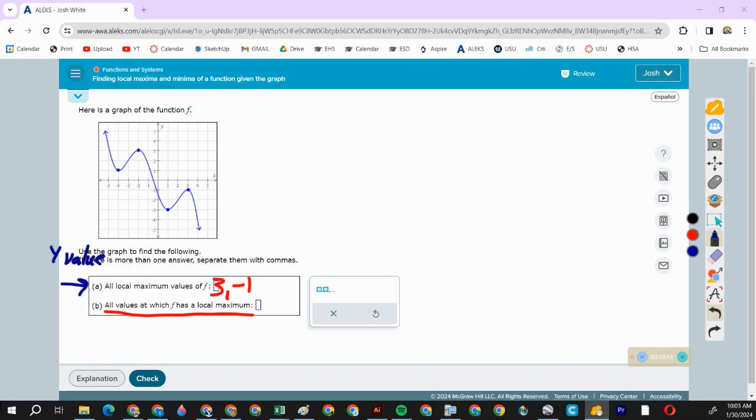This says, what values create local maximums? So this wants to know, when do the local maximums occur? That is an x value. So -2 and +1. So the first question is asking, what are the local maximums? And then the second question is asking, which x values create local maximums?